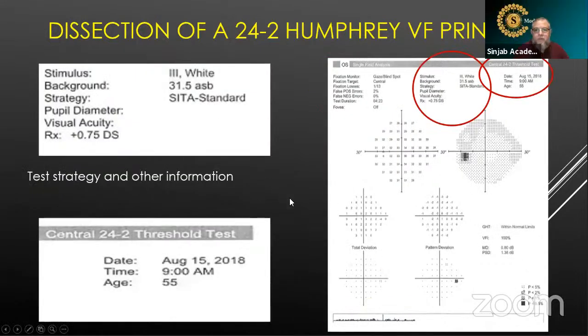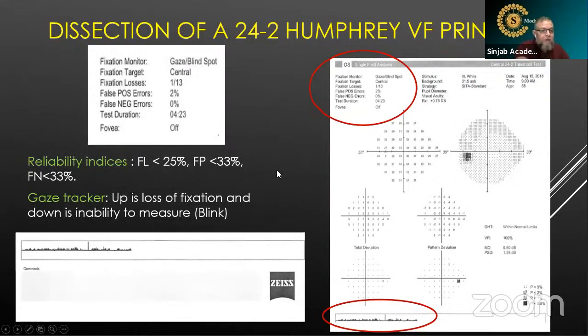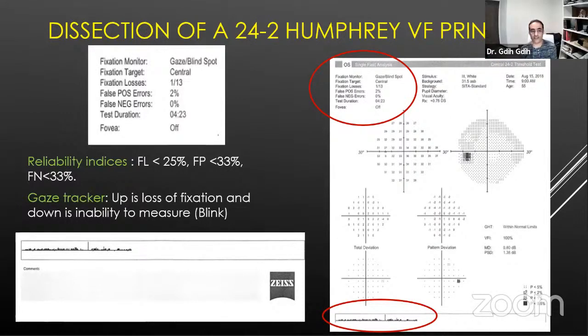Dr. Gdih, would you please go back to the previous slide? Sure. Regarding the fovea, sometimes I see it off, sometimes it's on, giving a number in green, sometimes in red. Yes. The fovea on option determines the foveal sensitivity at the beginning of the test. The machine determines the patient's foveal sensitivity, which is usually around 30 or 34. This is an additional way the machine keeps track of the patient.